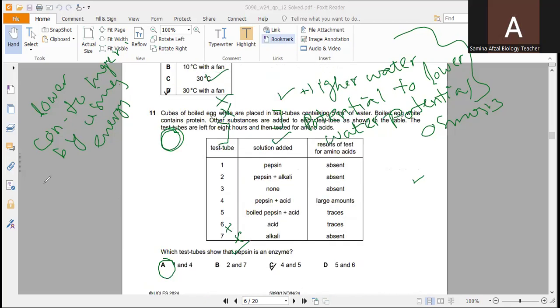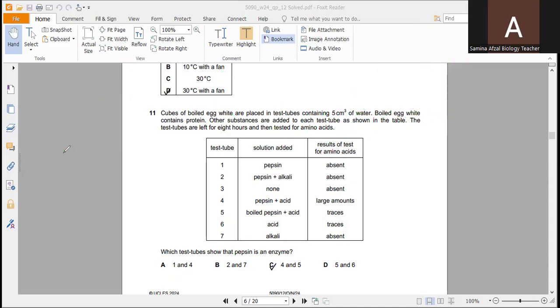And the next question is, cubes of boiled egg white are placed in test tubes containing 5 cubic centimeters of water. Boiled egg white contains protein. Other substances are added to each test tube as shown in the table. The test tubes are left for 8 hours and then tested for amino acids. And you know the proteins are broken down in the presence of an enzyme into amino acids. So if they are broken down, there should be the presence of amino acids.